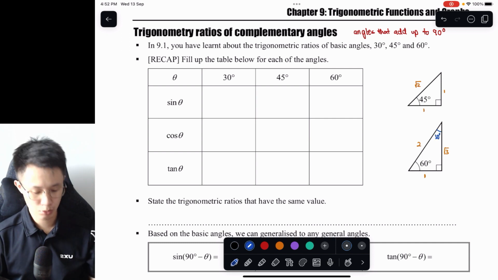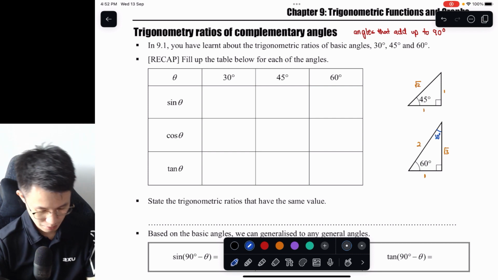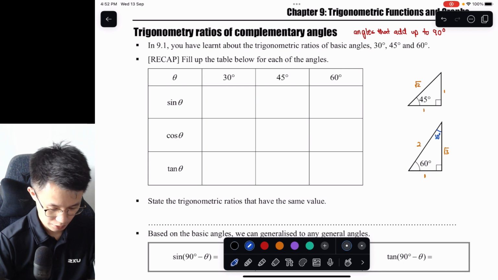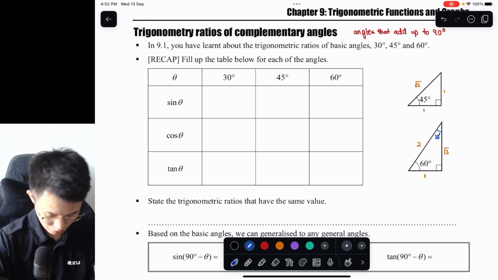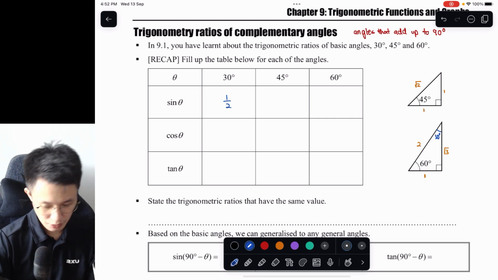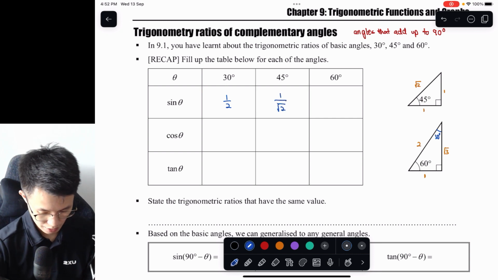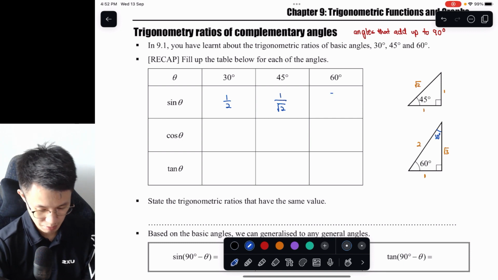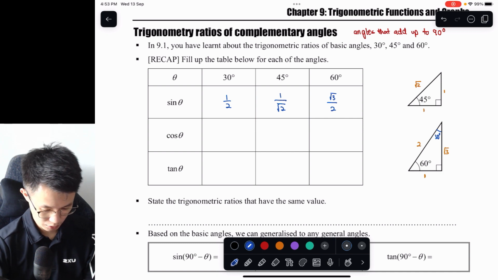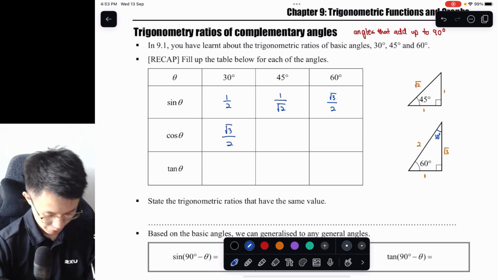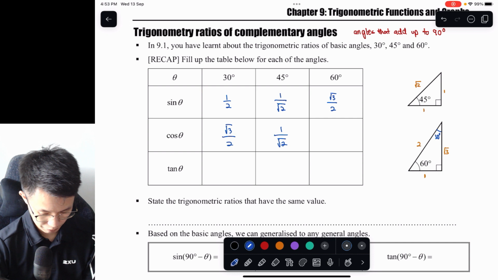So we can actually do our trigonometric ratios of our basic angles here, which is fairly simple. I wouldn't say that's super hard. And here we have, opposite over hypotenuse, so this will be half. Sine 45 will be 1 over square root 2. And in this case, sine of 60 degrees would just be square root 3 over 2. We can do the same for cosine theta. So cosine, this will be square root 3 over 2. This will be the same thing, 1 over square root 2. And this will be half in this case.